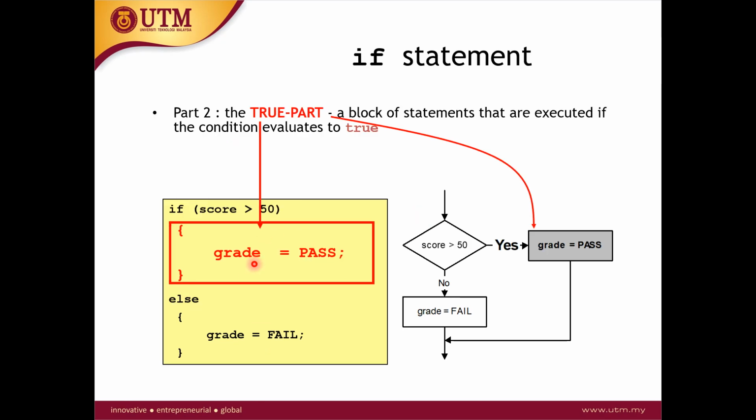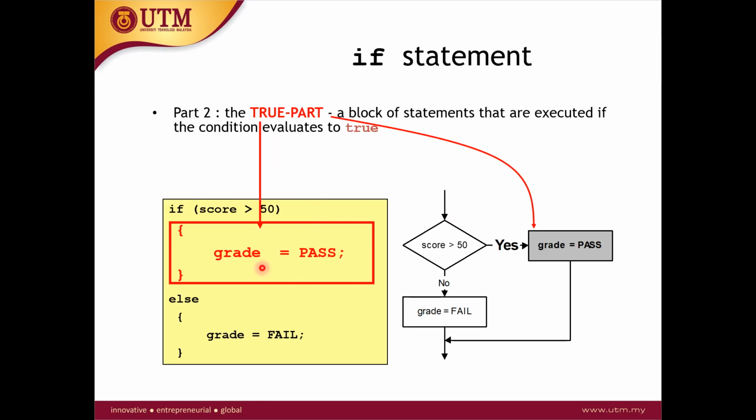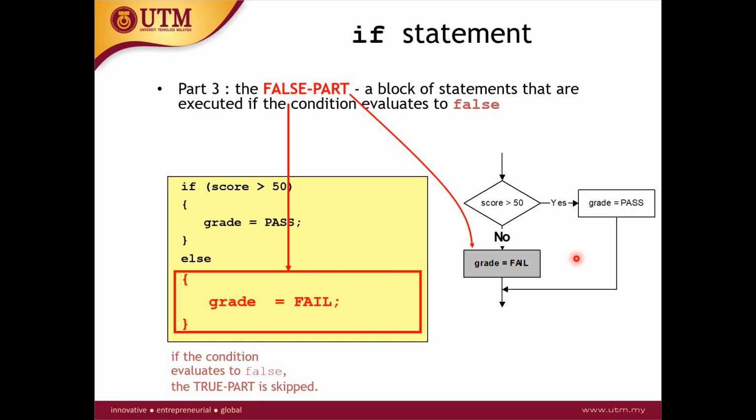Okay, so let's evaluate it. This one is called the condition. This one is called the true part, grade equals pass, and this one is the false part. If the condition evaluates to false, it skips this part of the code. It directly comes to this part because the condition is false.